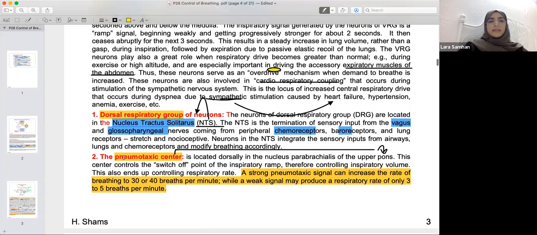Now, in regard to the last thing, which is the pneumotaxic center, as we said, P always stands with P. It's available in the pons, in the upper pons, and this pneumotaxic center significantly helps us to either increase or decrease the rate of breathing. If it increases the rate of breathing, it can actually reach 30 to 40 breaths per minute. If the signals to the pneumotaxic center are poor or weak, it would decrease the breathing to 3 to 4 breaths per minute.